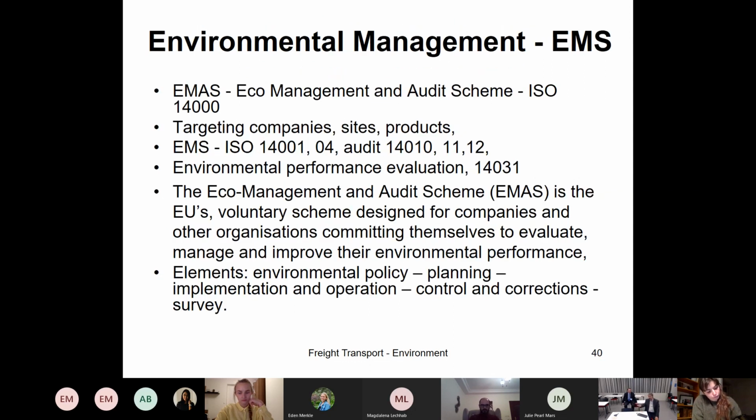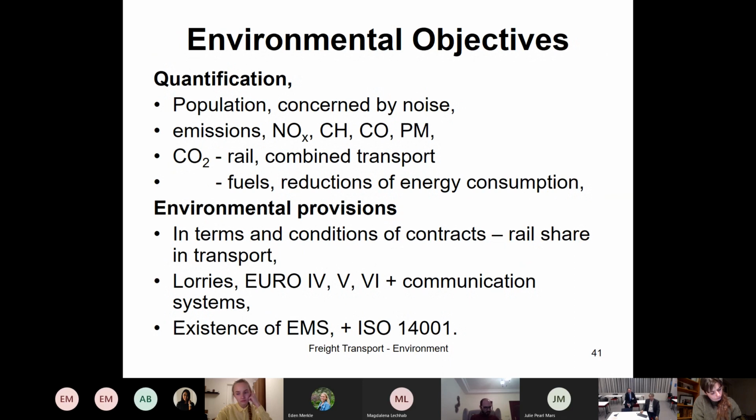This is the background again, which is, I suppose, well known to anyone studying environmental management or environmental issues: the EMS, the environmental management systems, audit schemes on European level and on non-European level. This is also important: targeting the industry, targeting the background of transport companies. These are the traditional environmental objectives on the field of freight transport, like quantification of environmental impacts and the environmental provisions, including regulation, including technical measures, technical opportunities.